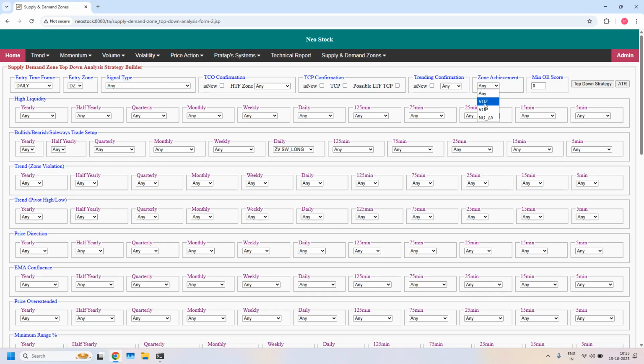Zone achievement is violated opposing zone. Minimum odd enhanced score should be 11 for sideways. And I am allowing pierced zones. In case of any pierced zones, you can apply pierced zone strategy that you learned in lesson 28 for daily time frames. So I am generating the report.